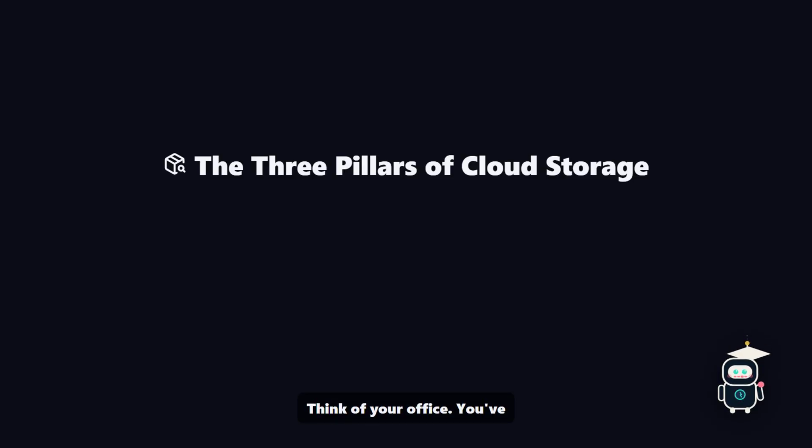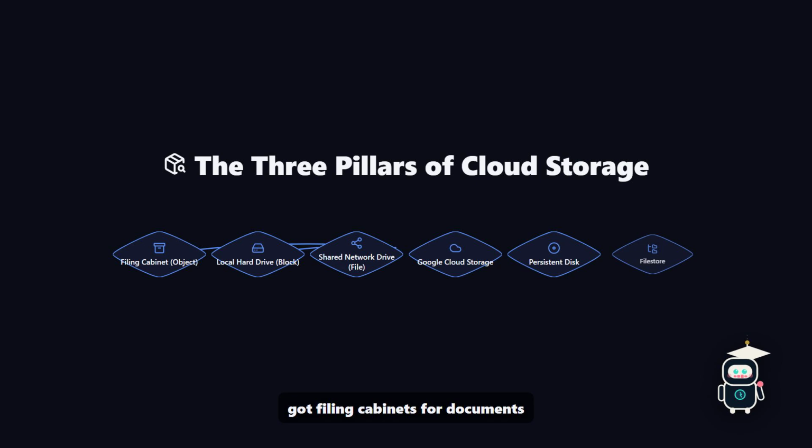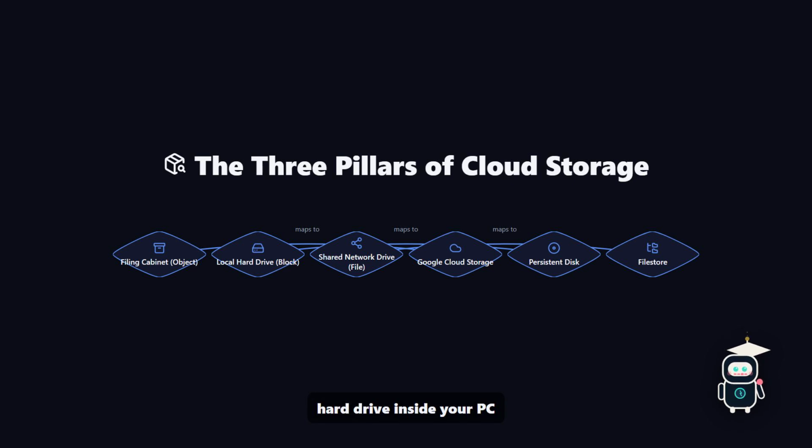Think of your office. You've got filing cabinets for documents you access by name, a hard drive inside your PC that the operating system sees as a raw device, and a shared network drive multiple colleagues can mount at the same time. In the cloud, these translate directly. Object storage is the filing cabinet. You store files, objects in buckets, and retrieve them over the web via a URL. That's Google Cloud Storage. Block storage is the virtual hard drive you attach to a VM.